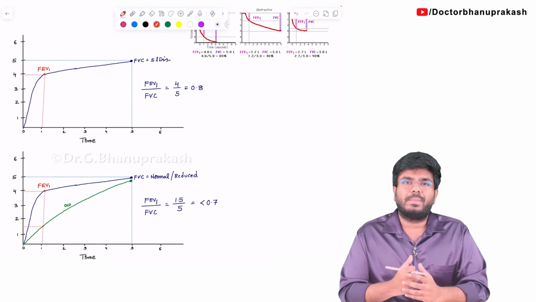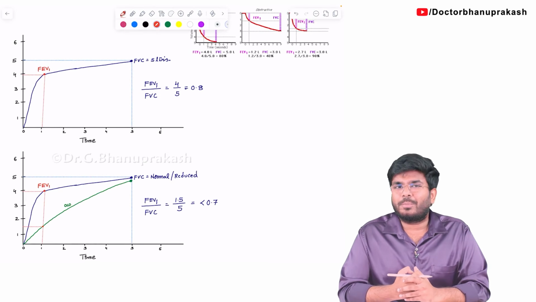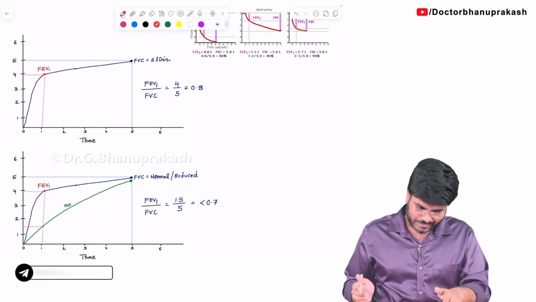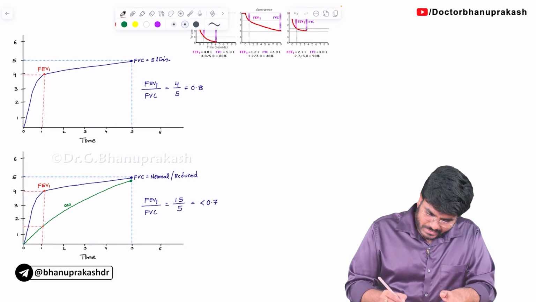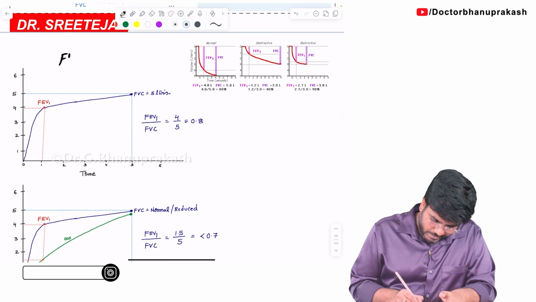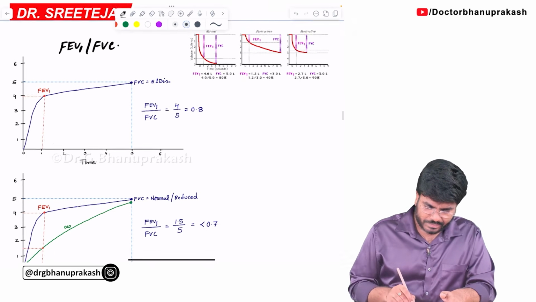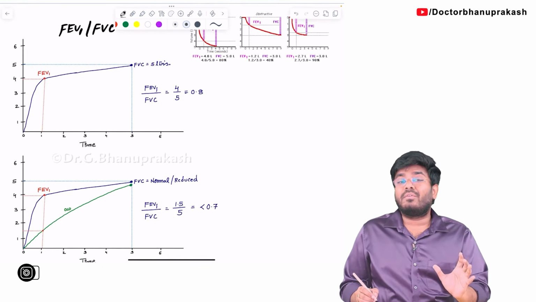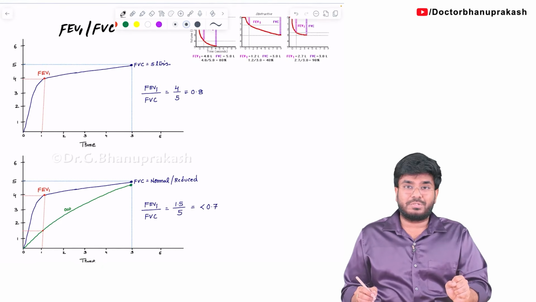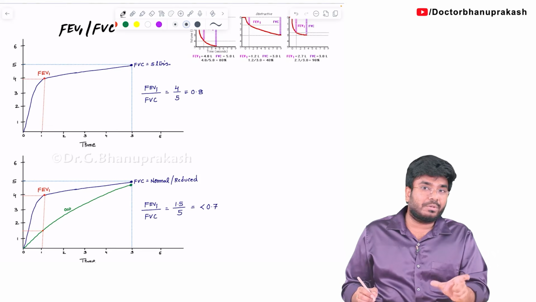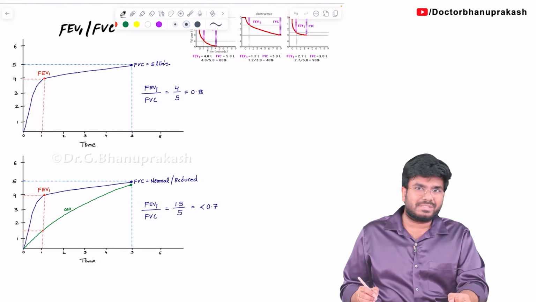Welcome back guys. Now let's discuss the topic of FEV1 by FVC ratios, and why we have to know this: to identify obstructive lung disease from restrictive lung diseases.